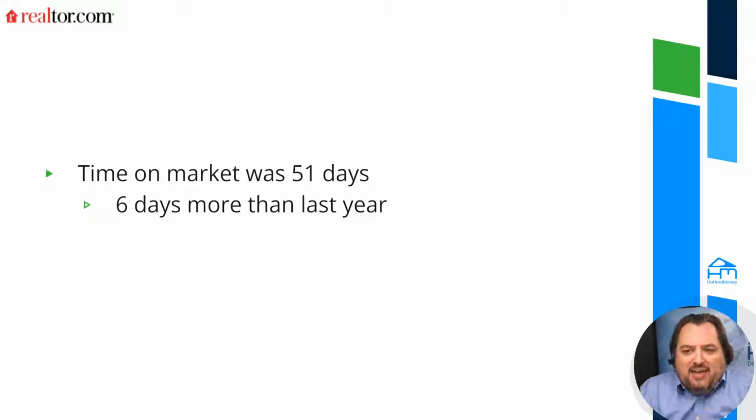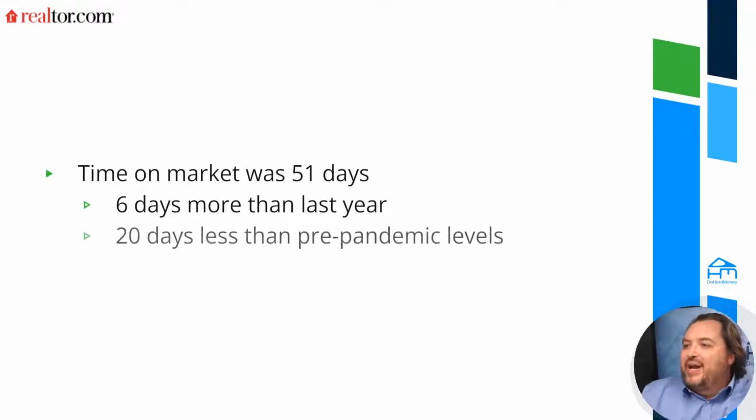Just so everybody's on the same page, I think in a normal market, it's 90 days to sell a house. 90 days to get an offer, another 30 days to close on that offer. I think it's what you're going to call a normal market. And we're not even at 51 days.